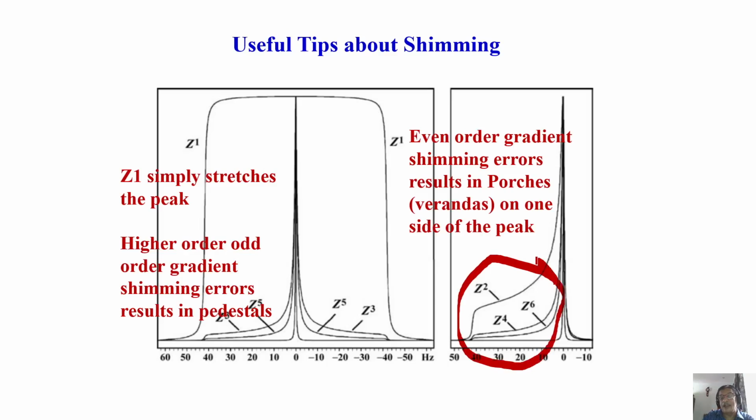If the even order gradients are bad, like Z squared, Z4, and Z6, on either side, maybe on the left side or on the right side, you will get verandas, also called porches. So these are the things which tell you your shimming is bad. You have to make sure your field homogeneity is very good. Then you must really get a peak like this. Look at the peak here, central peak, exactly at 0. On either side, you have no pedestals, no verandas.